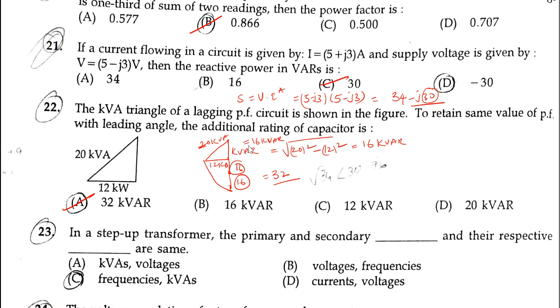If you add 16 kVAr, the power factor will be unity, but you want a leading power factor. So for a leading angle, you have to add an extra 16. Completely you have to add 32 so that you get a leading power factor. First it is lagging, and to make it zero you have to add 16. Okay. Next one.